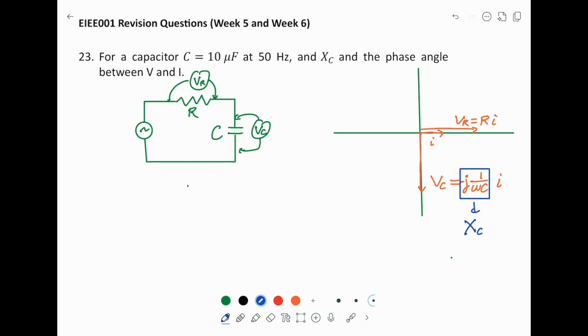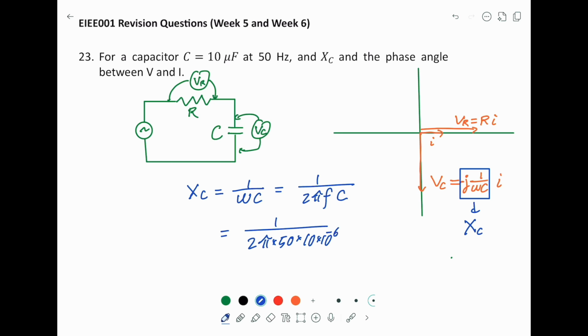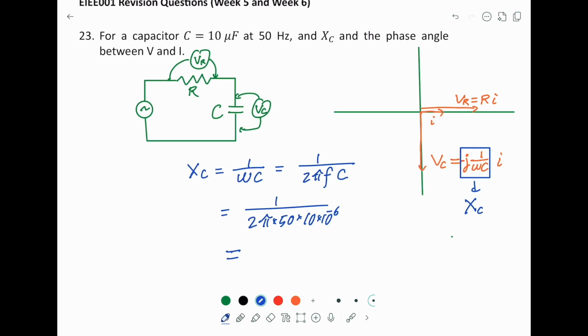So XC, its magnitude, is equal to 1 over omega C, or 1 over 2 pi f C. So this is 1 over 2 pi times 50 times 10 times 10 to the minus 6, and this is equal to 318 ohms.